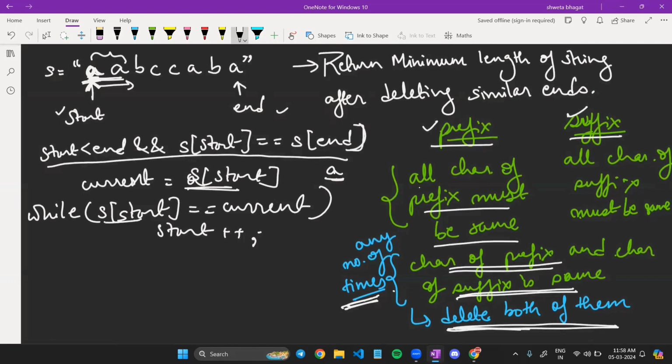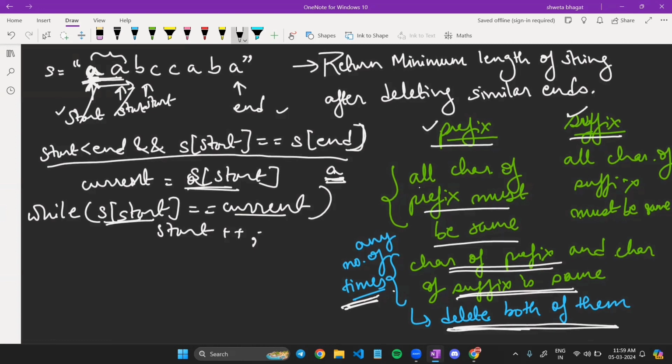So is s of start equal to current? So s of start is A. Yeah. So what we'll do? We will increment the start pointer. So our start pointer would be now here. Now again we'll check, is s of start equal to current? What is current? Current is a. So is s of start equal to a? So it's a, right? So what we'll do, we'll increment start. So our start will now point to b.